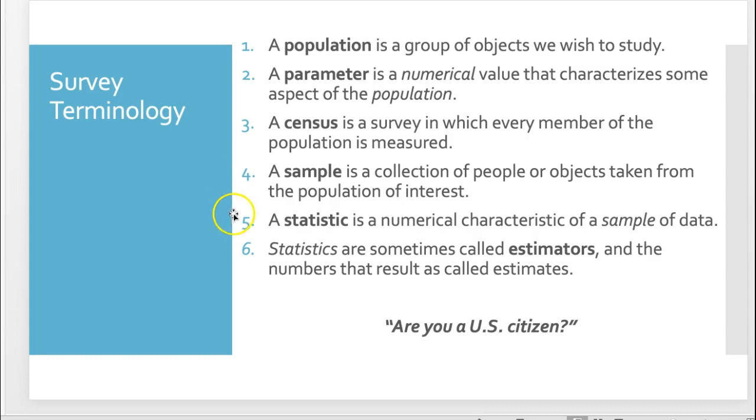Then a statistic, which we've seen before, is a numerical characteristic of a sample of data. Things like the sample mean and the sample variance, denoted x bar and s, are statistics that we used before already. These statistics are just functions of our data, but with purpose. Usually they're called estimators, and the numbers that result are called estimates. Usually this statistic is used to estimate this parameter.